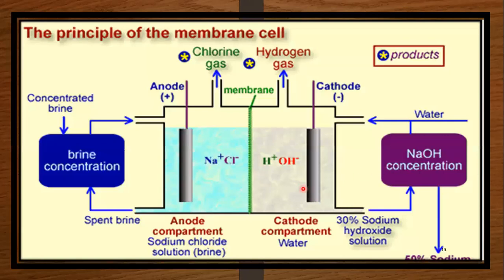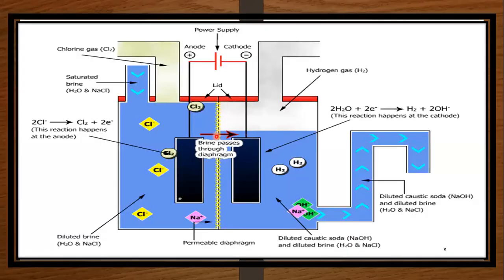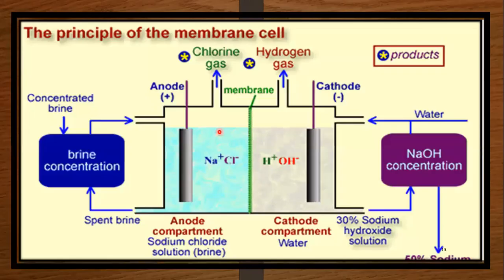Here is a schematic diagram. In this, you can easily observe that the structure of the cell is the same, but here a membrane is present. In the diaphragm cell, you can observe that asbestos is present. So this is the main difference in these cells. In this cell, we again add the brine solution.